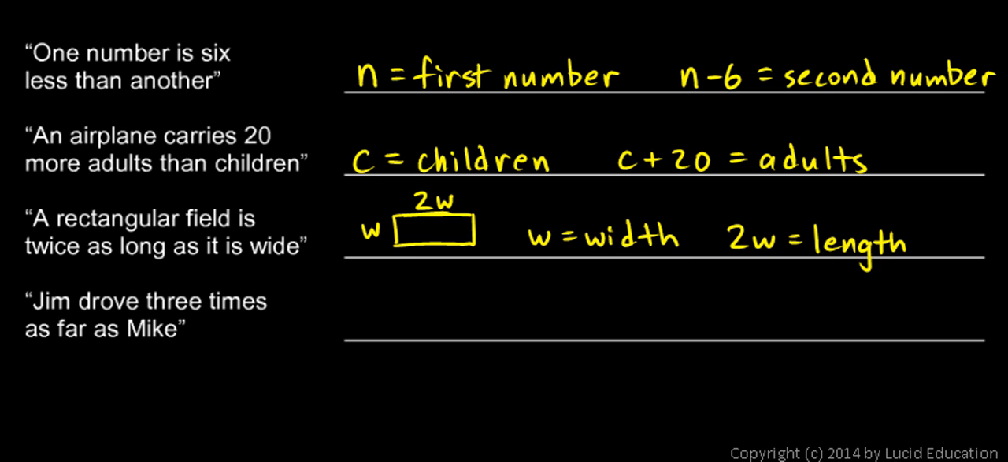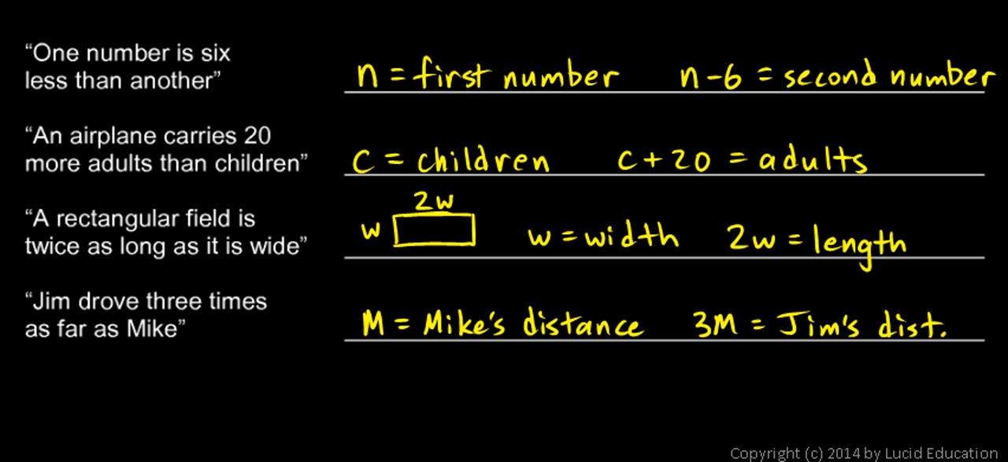And the last one, Jim drove 3 times as far as Mike. So I'll say M is the distance Mike drove. So I'll just say Mike's distance. And then instead of saying J for Jim's distance, I'm going to say 3M. Because we're told that Jim drove 3 times as far, so I can represent Jim's distance with an M also. It will be 3M because it's 3 times as far.